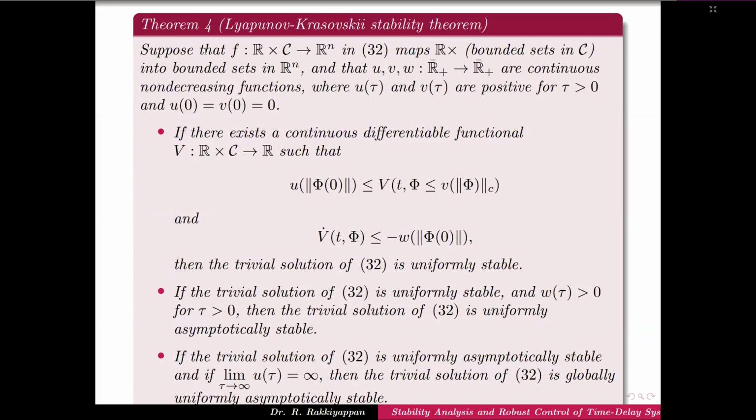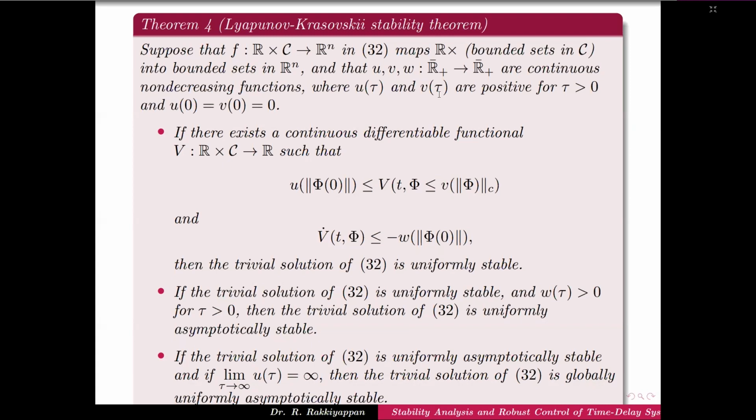Here, consider, suppose that the function f has functions u of tau and v of tau that are positive for tau positive, and u of 0 and v of 0 are equal to 0.